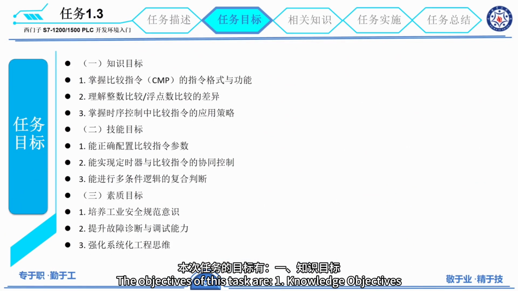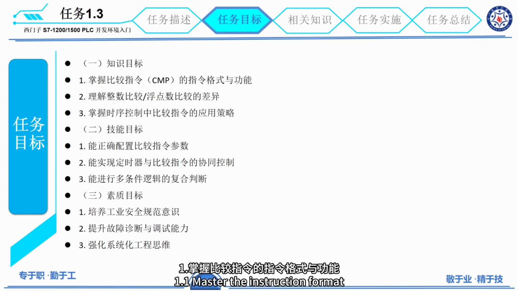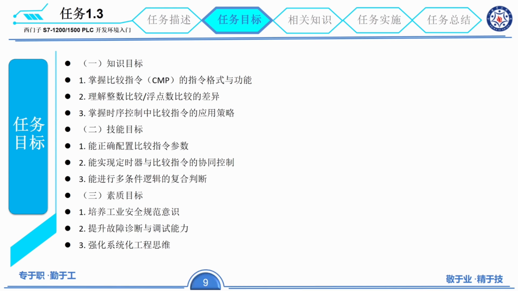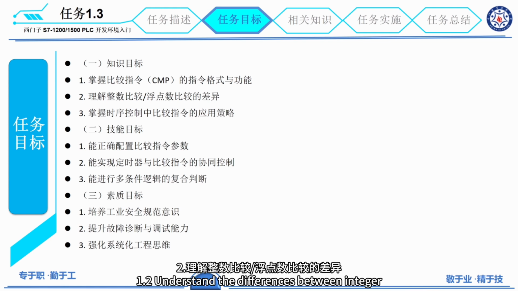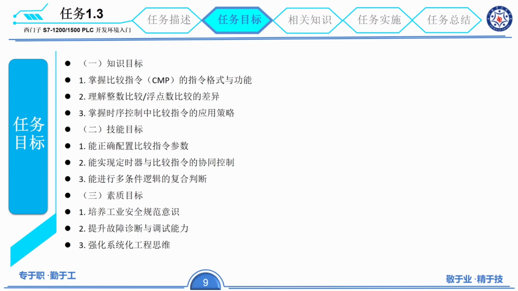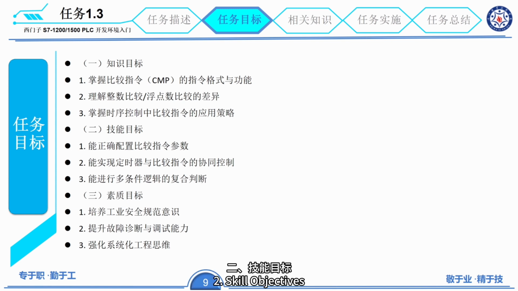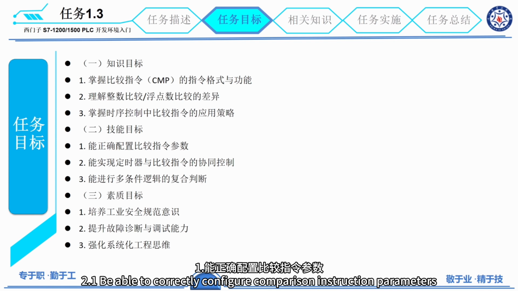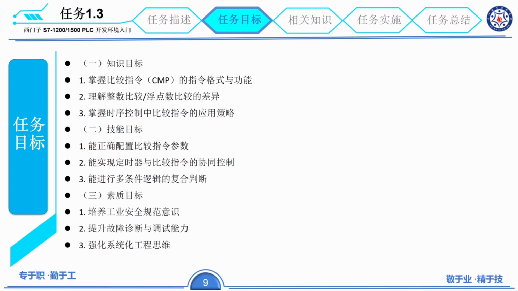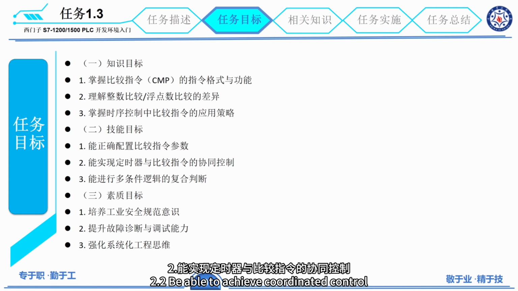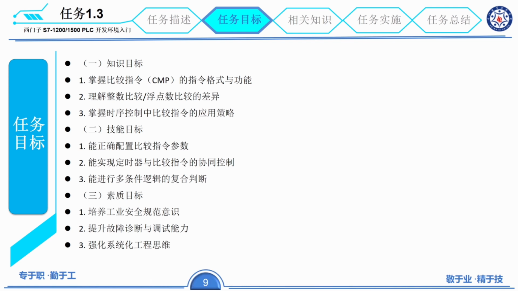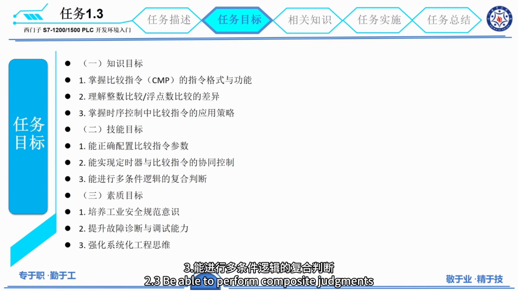The objectives of this task are: first, knowledge objectives. 1.1 Master the instruction format and function of comparison instructions. 1.2 Understand the differences between integer and floating point comparisons. 1.3 Master the application strategies of comparison instructions in sequence control. Second, skill objectives. 2.1 Be able to correctly configure comparison instruction parameters. 2.2 Be able to achieve coordinated control using timers and comparison instructions. 2.3 Be able to perform composite judgments involving multiple logical conditions.